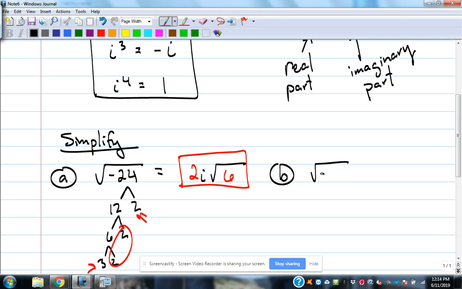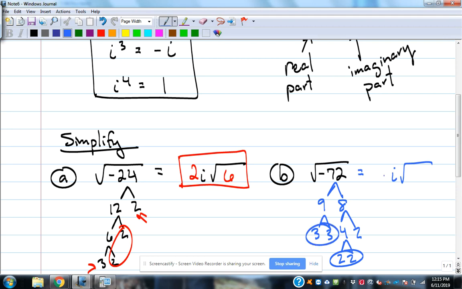If you had the square root of -72, same idea. We know because it's negative that it's going to have an i on the outside. And then we would break down 72. I know that's 9 times 8. Nine is 3 and 3. 8 is 4 and 2, 2 and 2. So there's a pair of 2s and a pair of 3s. So 2 times 3 on the outside is 6. On the inside is this 2. So 6i radical 2 for that one.